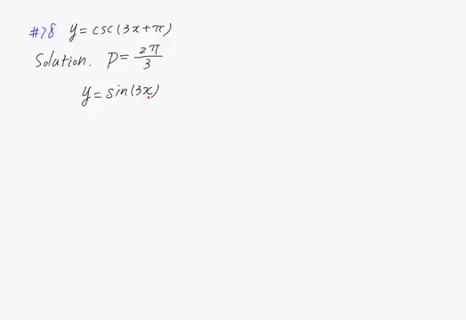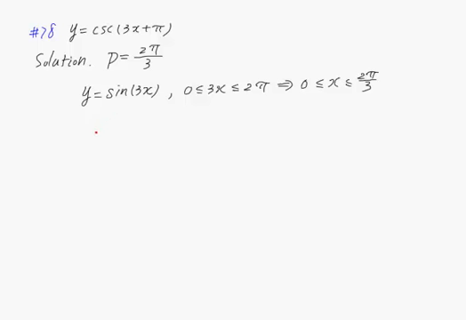We know sine of x completes its fundamental cycle for x between 0 and 2 pi. So y equal to sine of 3x completes its fundamental cycle for 3x between 0 and 2 pi. Now we divide each part by 3, then we get x is greater than or equal to 0 and less than or equal to 2 pi over 3.